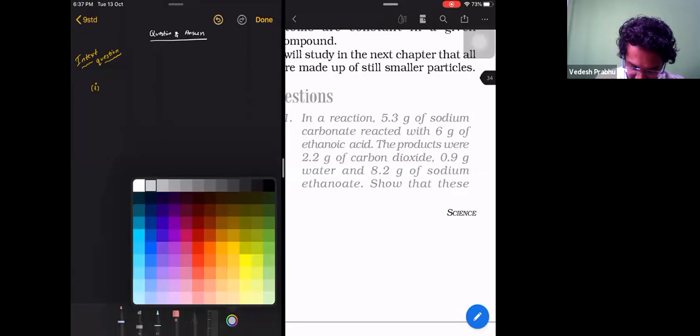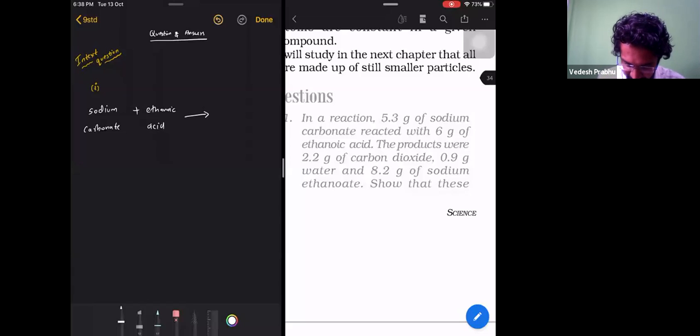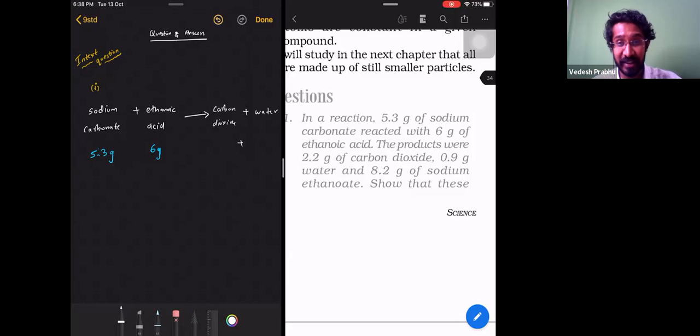I am going to write it over here. Sodium carbonate reacted with ethanoic acid. I will write the weight also: 5.3 gram of sodium carbonate reacted with 6 gram of ethanoic acid. The products were carbon dioxide plus water, and there was another product, that is sodium ethanoate. So this is the reaction.